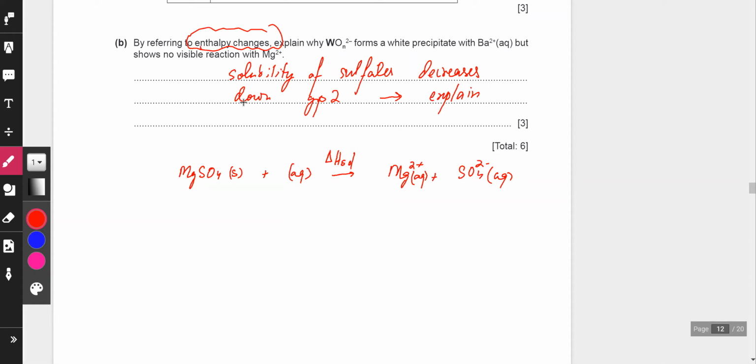So what is the enthalpy change of solution? What happens when an ionic compound dissolves in water and dissociates? An ionic compound is basically a bunch of positive ions and negative ions all attached to each other. So there are positive ions in this, and there are negative ions.